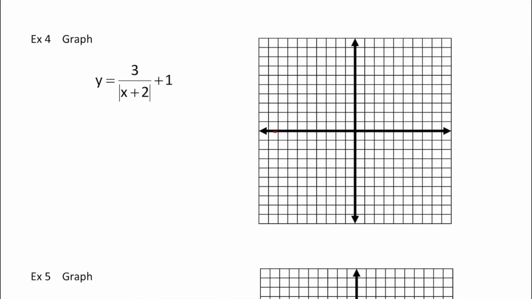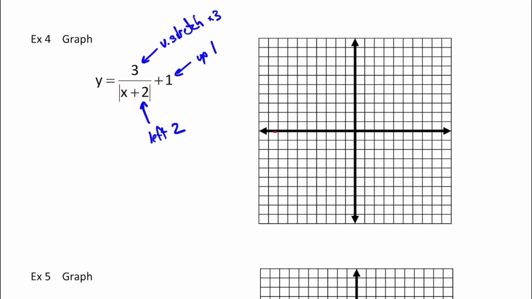Our last couple examples, we had a new twist. First, let's take a look at what we know on this equation here. That is going to be a vertical stretch times 3. That's going to be up 1. That's going to be left 2. So the question is, what does the absolute value do to the function?